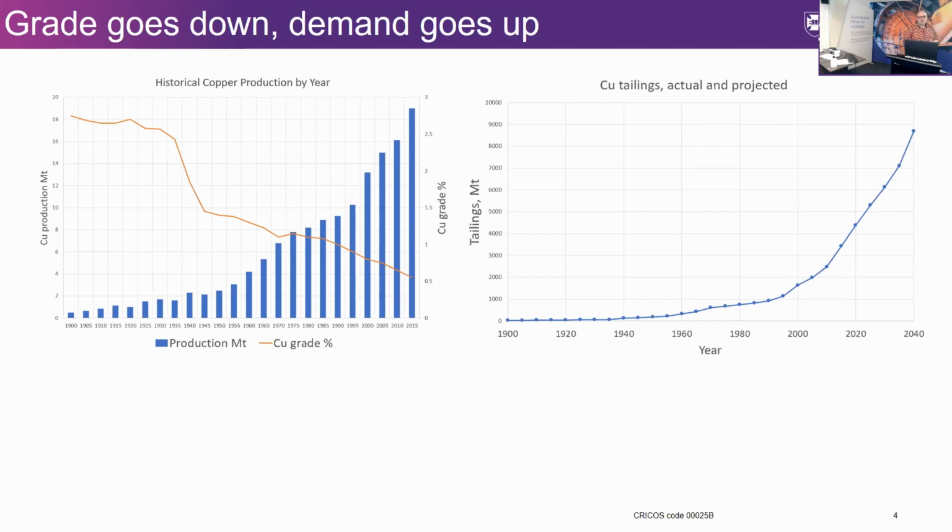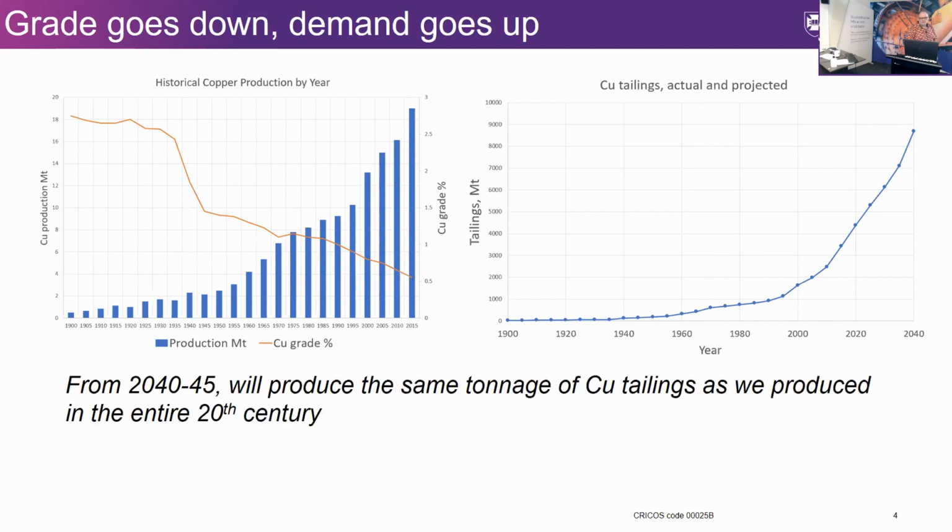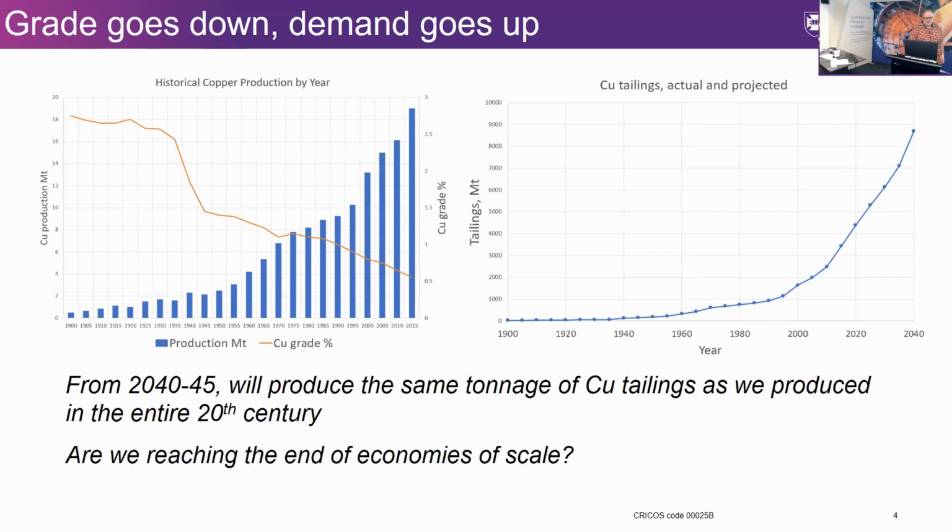But when you actually look at historical copper production by year and combine it with those projections, that's shown in the blue bars, and then the yellow line there is grade. So you can see the grade on the right-hand side. And I think we're all pretty familiar with various diagrams of this nature that have been put together. When you take the decreasing grade and the increasing production and combine them together, turn that into tailings, you get an exponential curve like the one we've got on the right there, going out to 2040. And so I think I mentioned this last year, from 2040 to 2045, we're going to end up producing the same tonnage of copper tailings as we did in the entire 20th century, which is kind of scary.